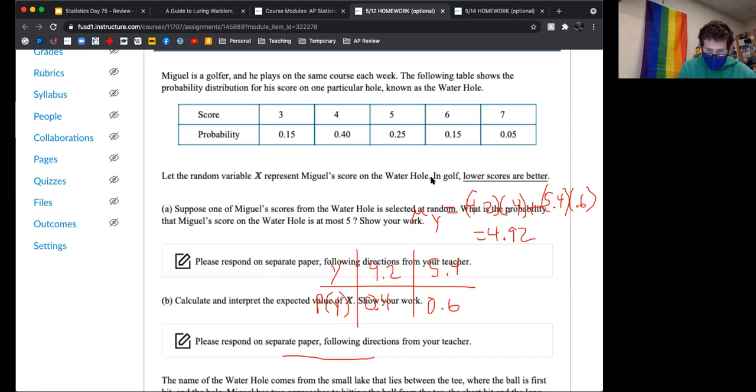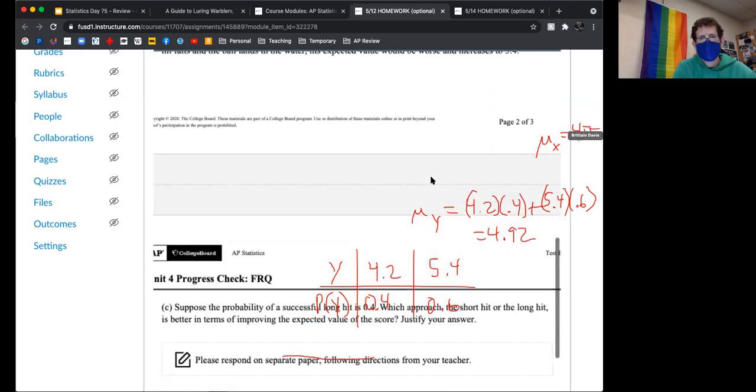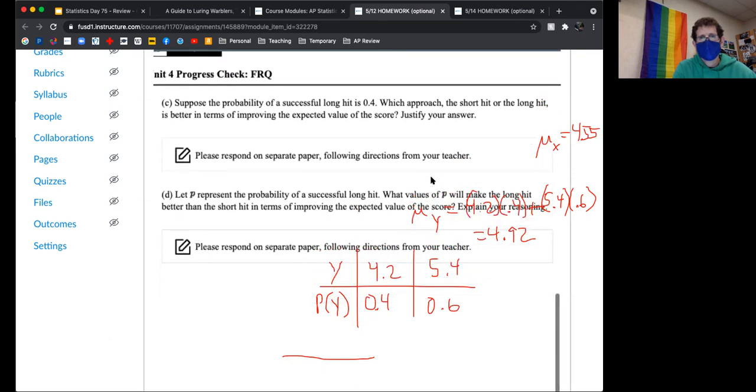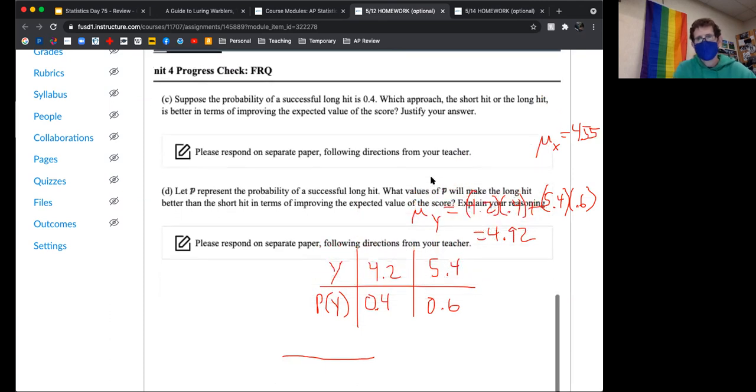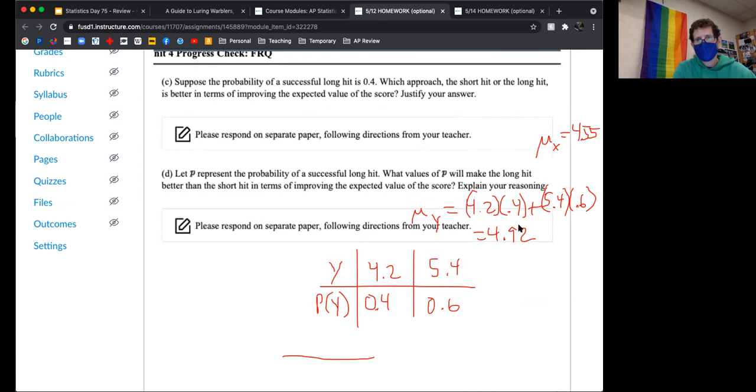So we start with the expected value for X of 4.55. As it is, is it worth it to try the long hit? No, it's not, because we're going to have an expected value of 4.92. And this is where knowing that lower is better matters. 4.55 is the better outcome. So the expected value with the short hit is 4.55, and the expected value with the long hit is 4.92.